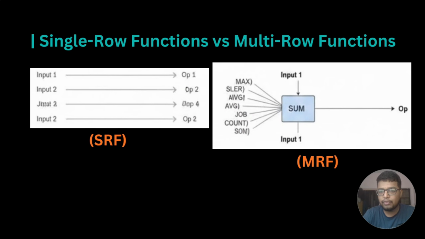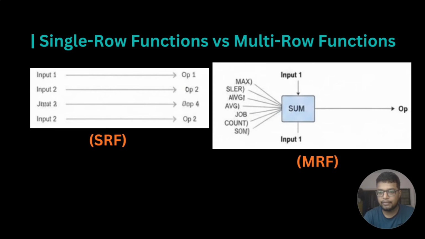We already know single row function means when we provide one input to the single row function, it is going to give us one output. According to the number of inputs, it is going to give us that particular number of outputs. If we provide 10 inputs, it is going to give us 10 outputs. If we provide 10 million inputs, it is going to provide us 10 million outputs. We can say if we provide n inputs, it is going to give us n outputs.